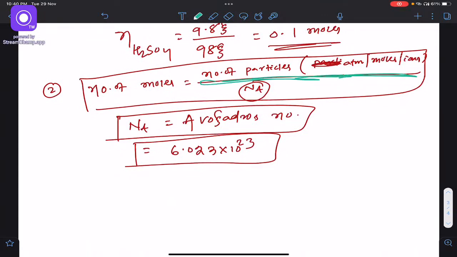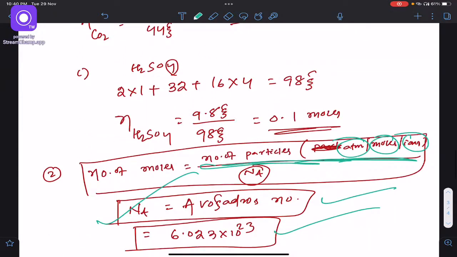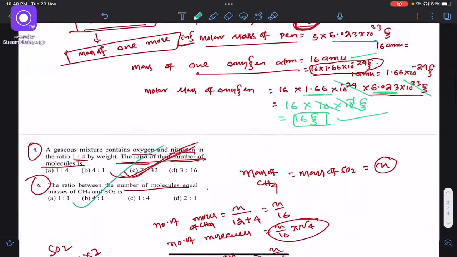Number of particles can be atoms, molecules or ions. The value of Na is Avogadro's number, 6.023 into 10 to the power 23. Then number of particles is number of moles into Na, and the number of particles can be number of atoms, number of molecules, or number of ions. Okay, accordingly I asked two questions. Okay, this question is very very important.